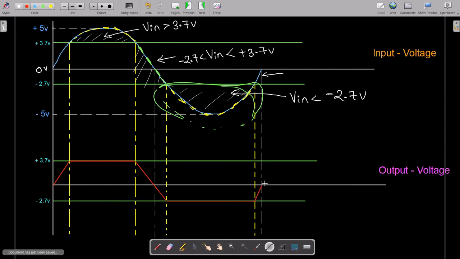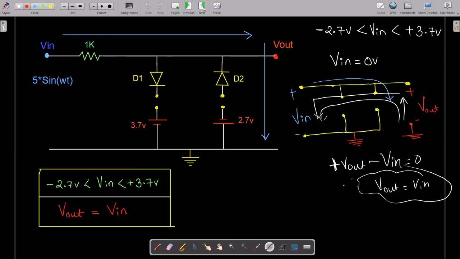Okay, student. So I hope that you understood each and everything up till here. And now what we are going to do, obviously, we are going to draw the transfer characteristic for this particular clipper circuit. Okay, so let's straight away come to the transfer characteristic.